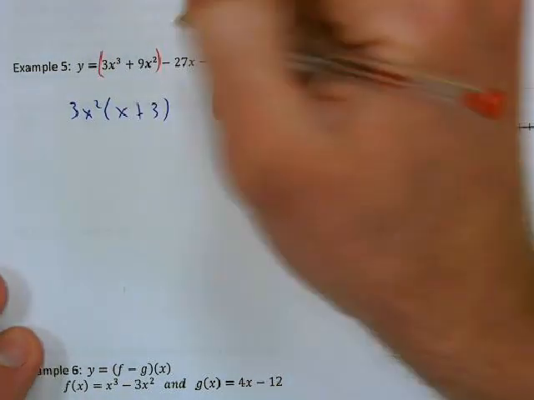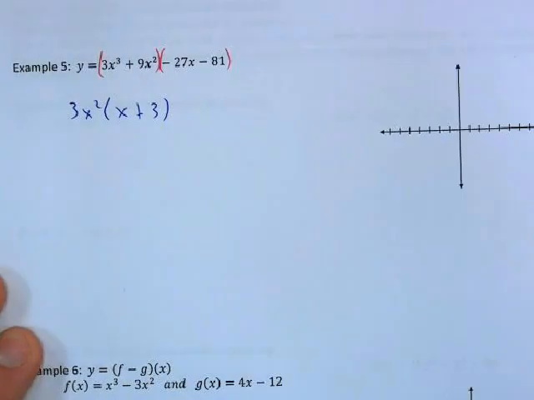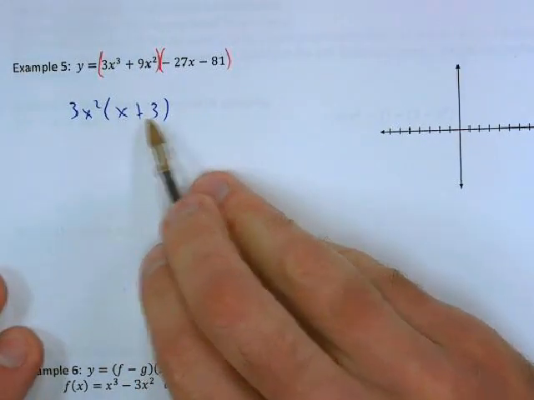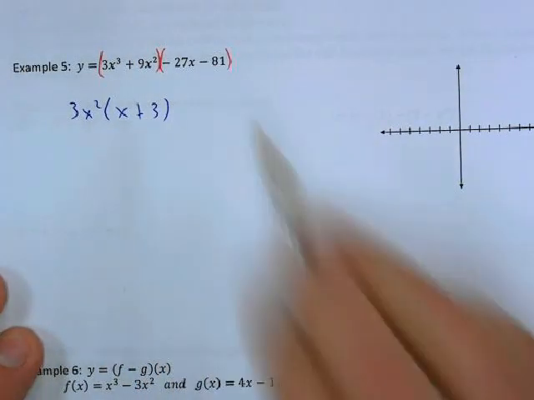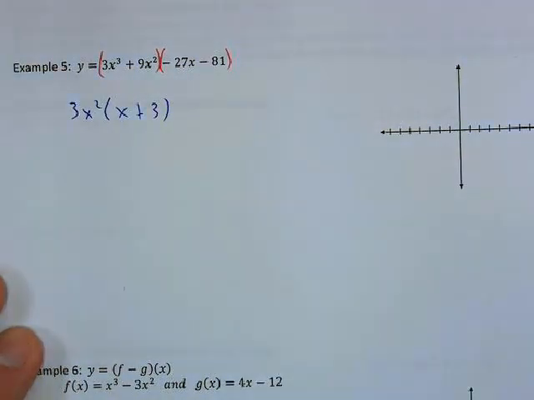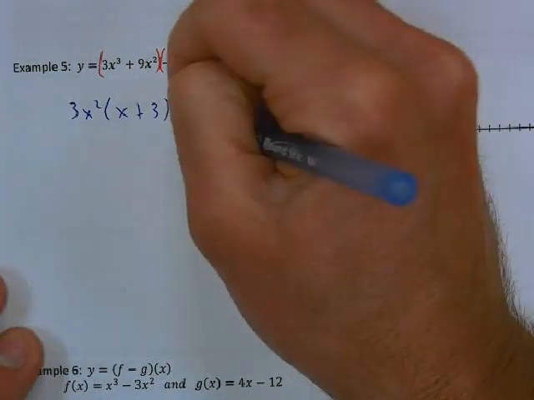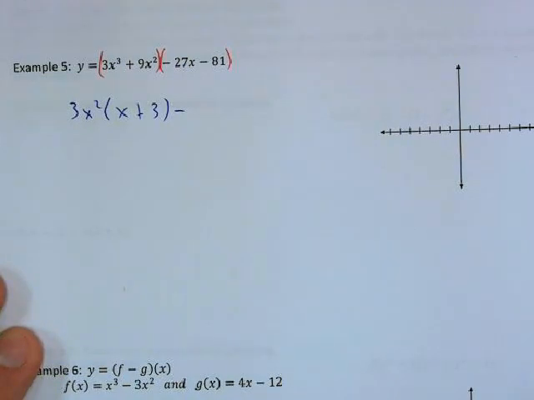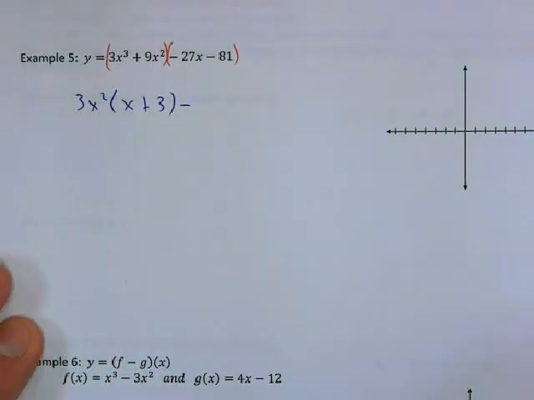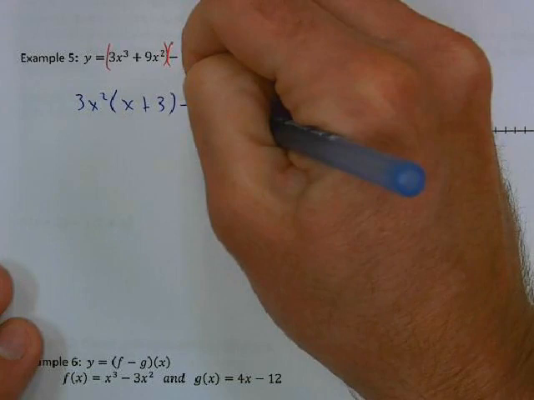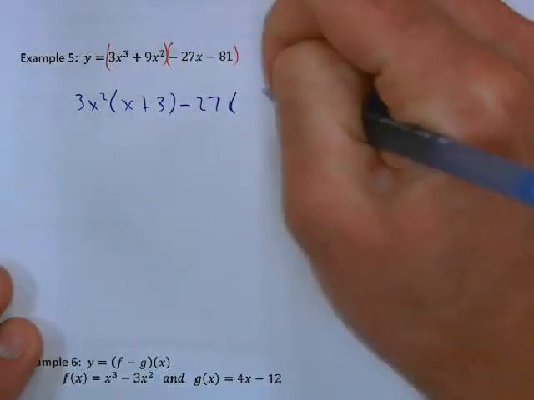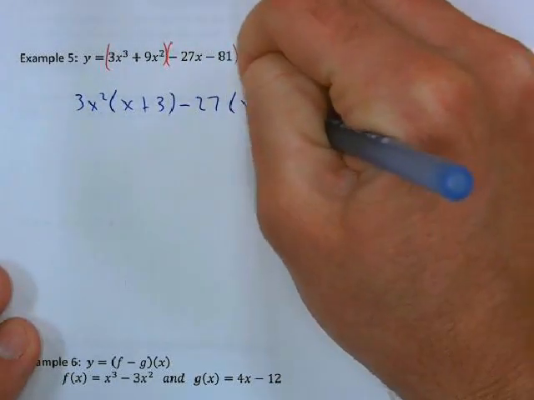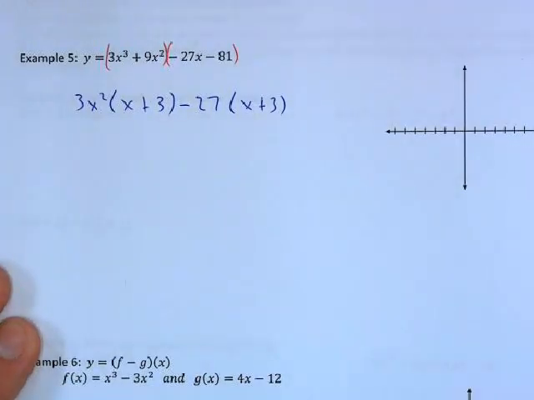And then next, what do my last 2 terms have in common? Keeping in mind that I want to be left with an x plus 3, which means, well, I'm going to have to take out a negative number to make this a plus sign. So negative what? Well, what do those things have in common? Well, it's a big number, but 27 goes into both of those, which would leave me with x plus 3 left over, which is what we want.